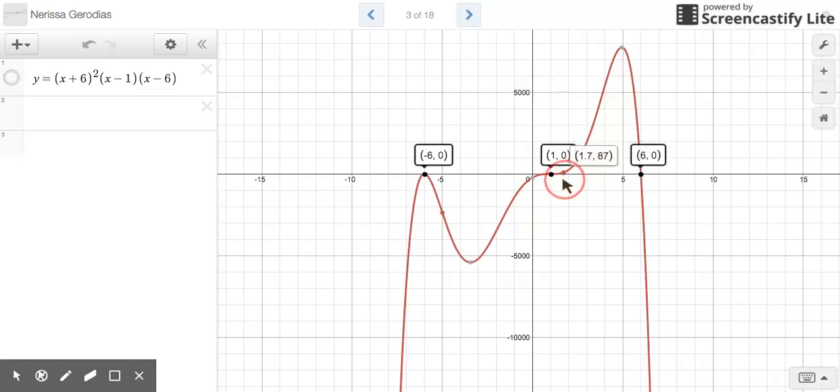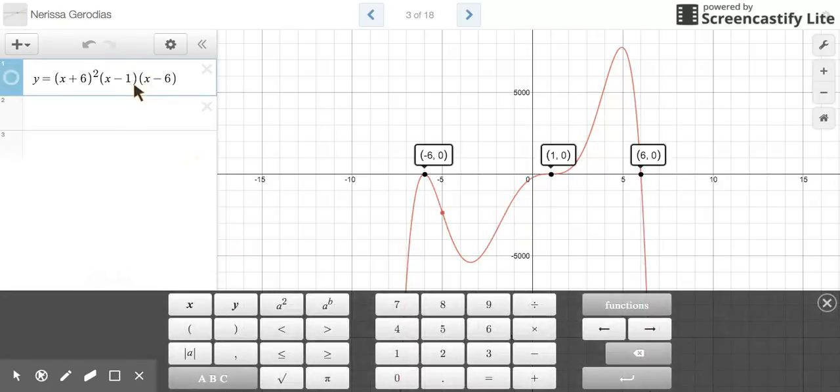So we know that if the graph is crossing the x-axis, the multiplicity is odd. And if it's crossing the x-axis slowly, like in a curvy path like this, the multiplicity should at least be 3. So here we'll put 3.